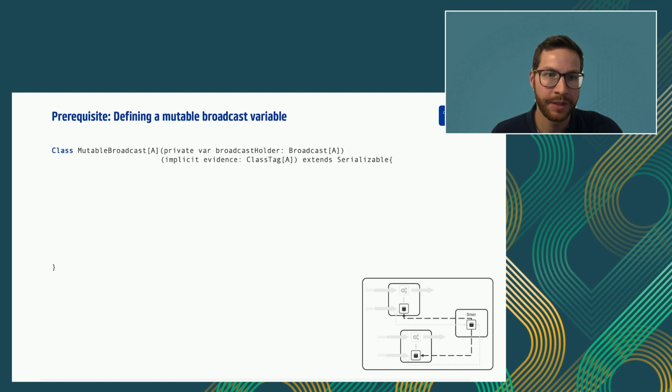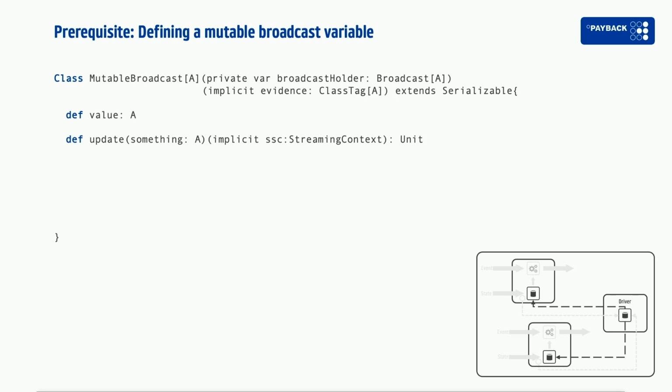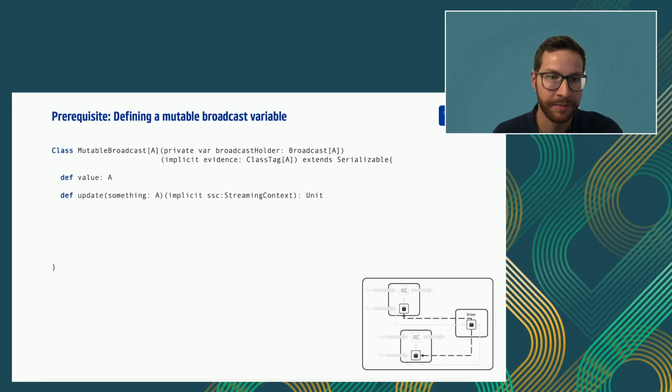So what we did is we came up with our own class called Mutable Broadcast, which is basically a wrapper around the Spark broadcast and holds it as a var so that it can be changed later on. And this Mutable Broadcast class has two public methods. The first is give me the current value, and the second is update with something new.